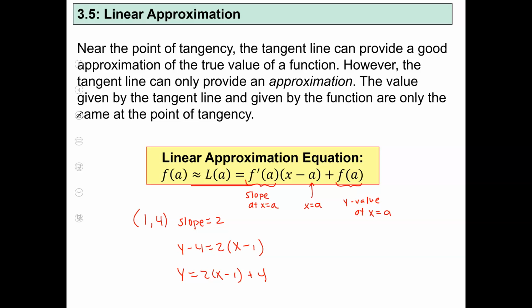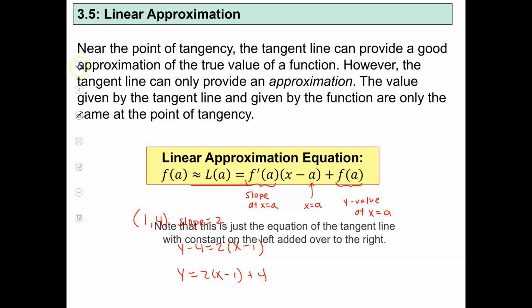Now look at that compared to the linearization equation formula. Isn't that what it is? Slope, the x value where we did the point of tangency, and the y value of where we did the point of tangency. So it really just is the tangent line rewritten so that its y is isolated. That's all it really is. It just uses function notation because usually we're trying to find an approximation for some function, and so it uses function notation instead of xy notation, but it really is the same thing. You're not learning to write a new type of equation at all.